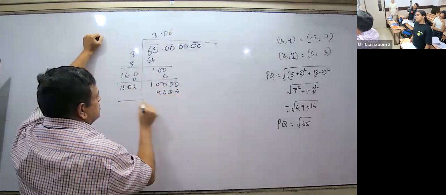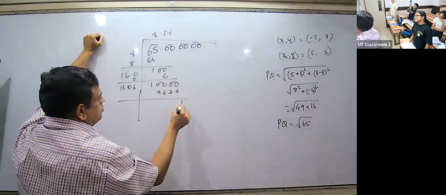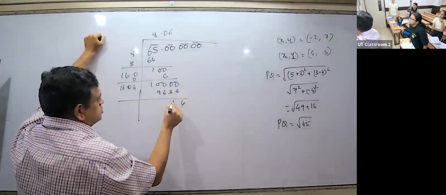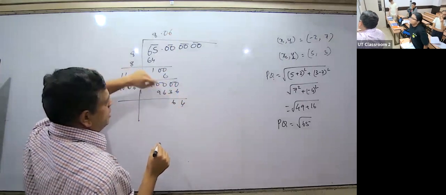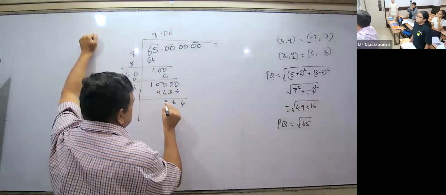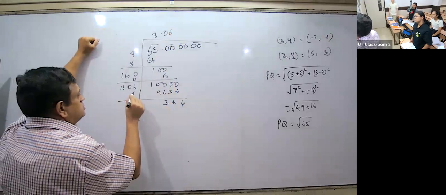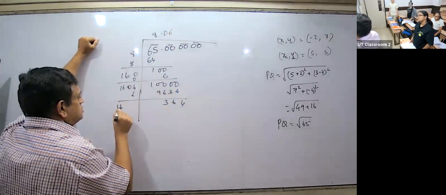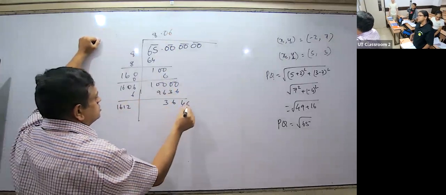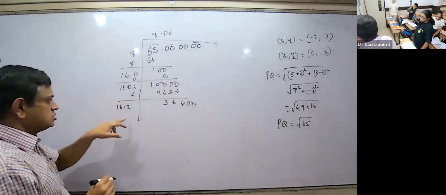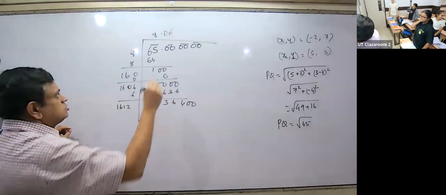16. Subtract. That is 4. This is coming as 6. Yes or no? And this is 364. Then what do you add? 6. So 1, 6, 1, 2. Next group, bring it. This is 16,000 something. That is 2 only.